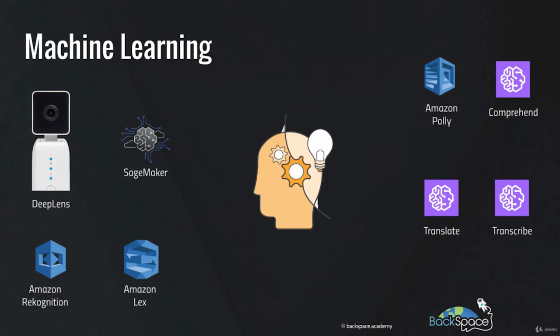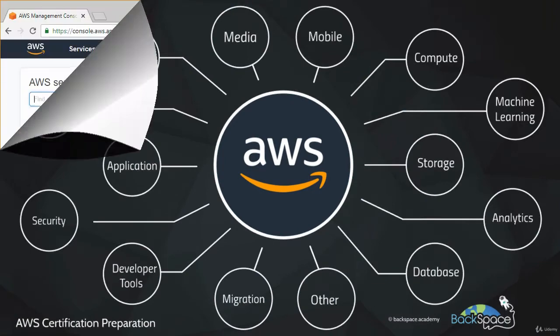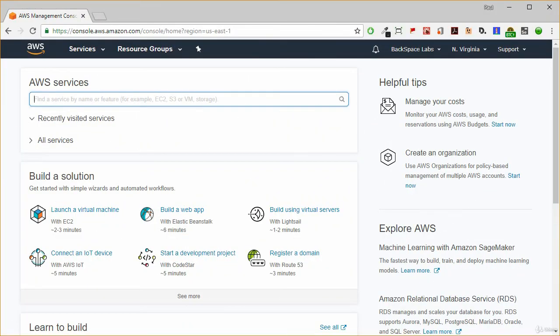Okay, so let's have a look at using one of these machine learning services, Amazon Rekognition, for analyzing some image and video. Machine learning on AWS is one of the coolest things you can do on AWS. And Amazon Rekognition is a service that just absolutely blows my mind away.